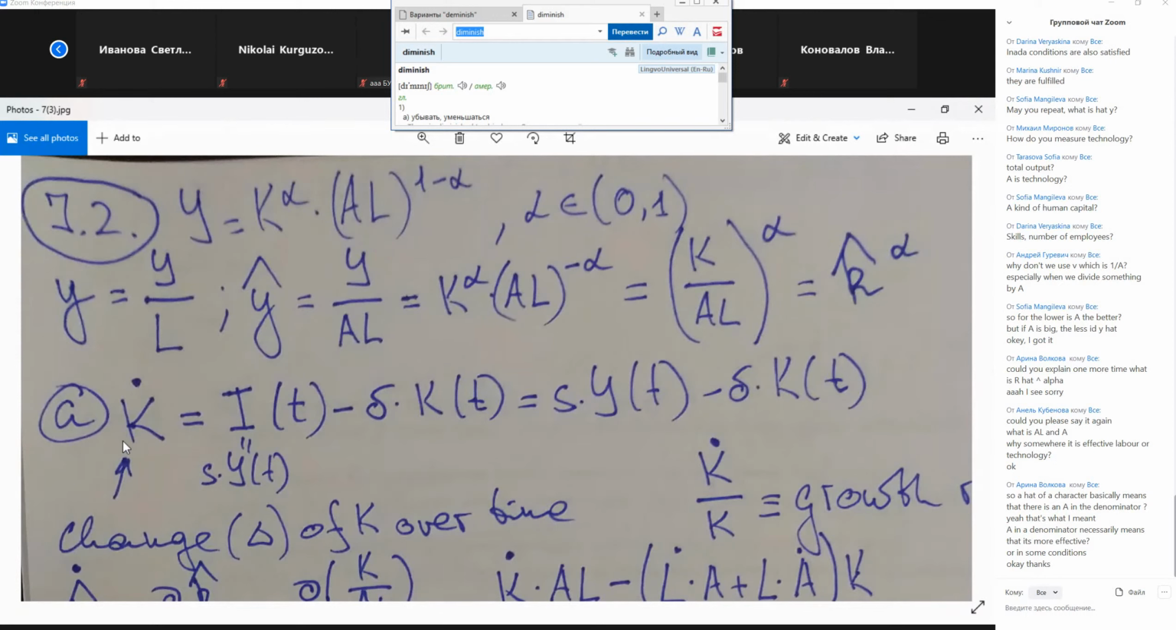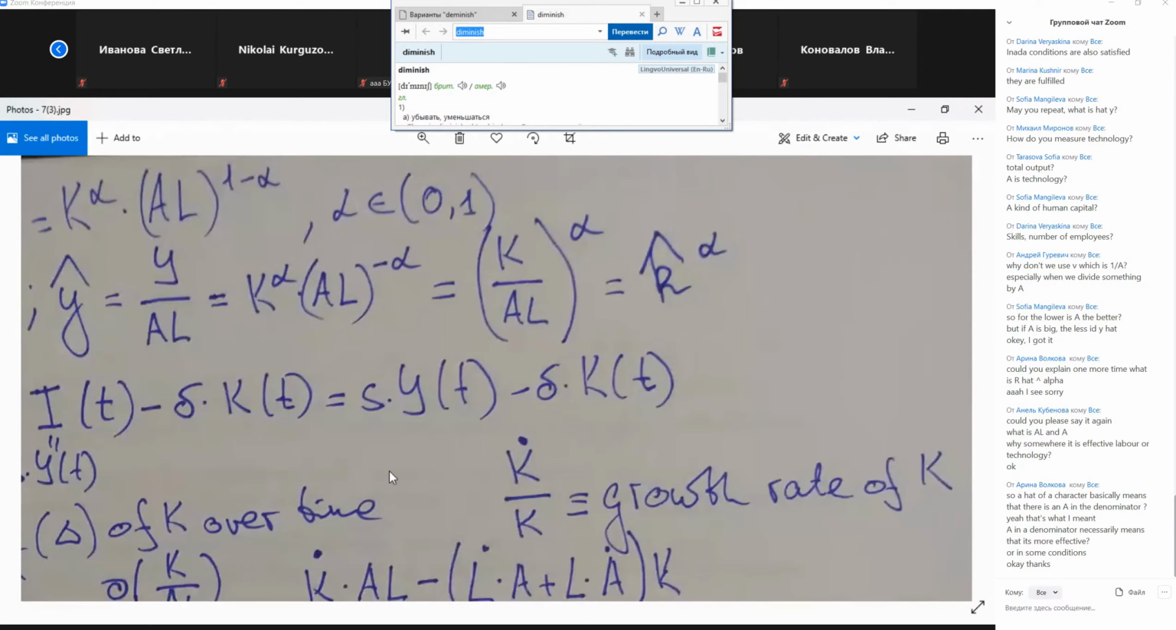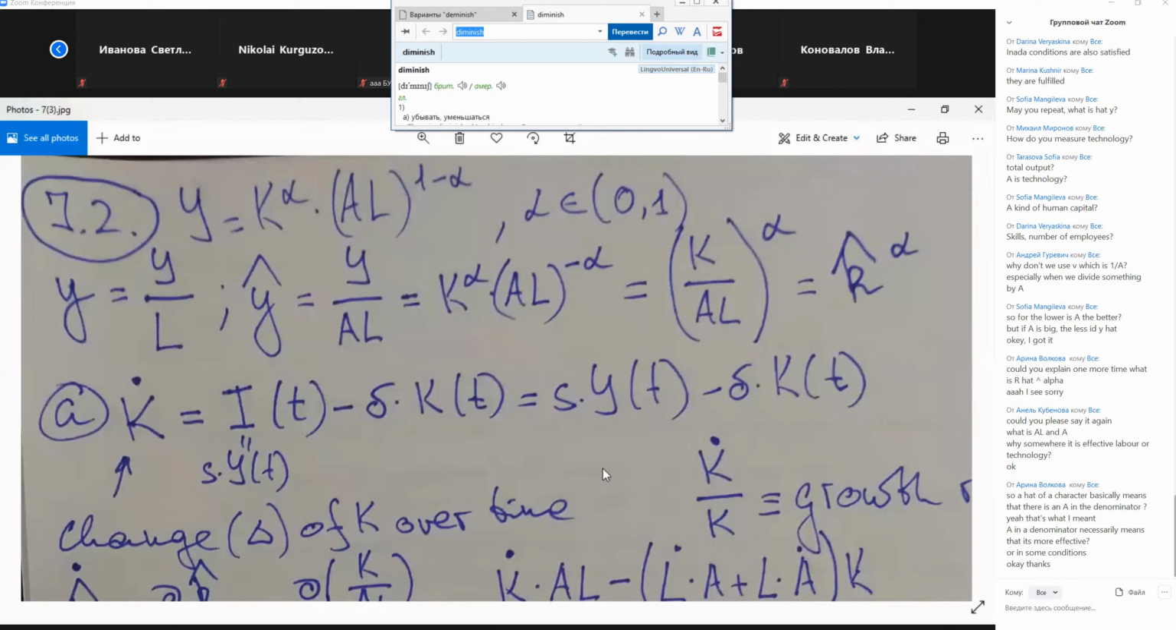We know how capital, uppercase K, big K, the total capital in the whole economy, evolves. The dot on top means change over time. Don't confuse it with the growth rate, because the growth rate is the time change divided by the level. So it's basically how many new machines we get per year divided by K, the machines we already had.